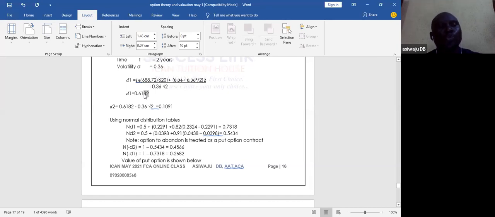0.6 under 2. You are going to get 0.2324. Once you have that figure, let it for 0.2291. The upper band figure will be deducted from your lower band figure. Now reconfirm that when you take this calculation, you have 0.7381.